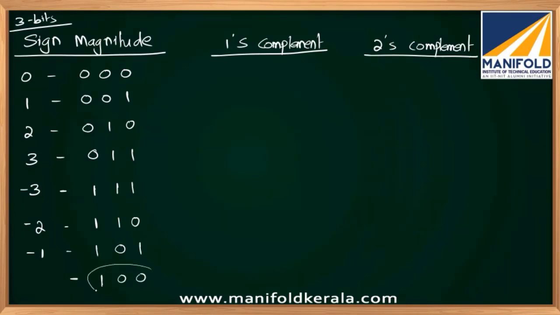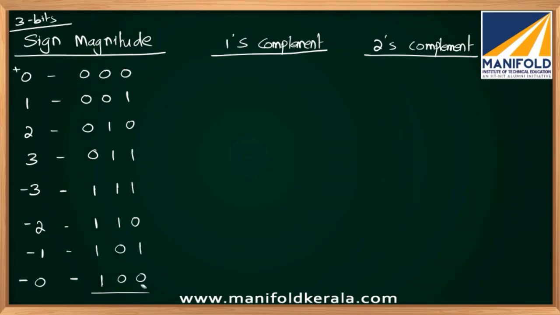Now, according to the rules we have defined for sign magnitude, how will you decode this one? You will decode this one as -0, right? This is +0. Now you see a major disadvantage of sign magnitude representation. There are two representations for zero, which is not actually required. There is no need for -0; only 000 is required. But unfortunately, according to the rules of sign magnitude, there appear to be two zeros.